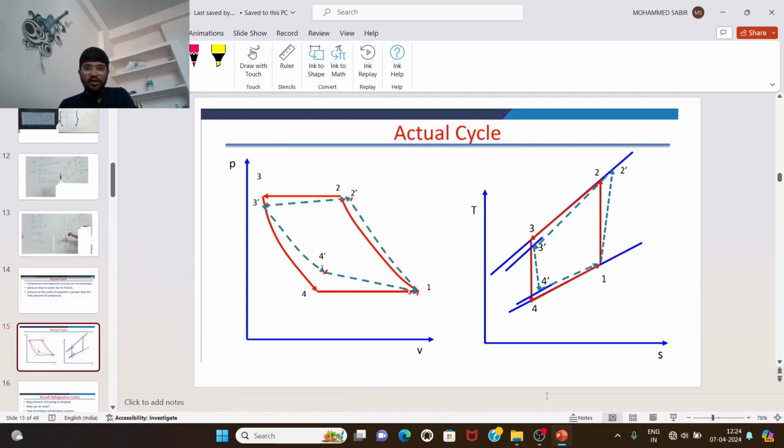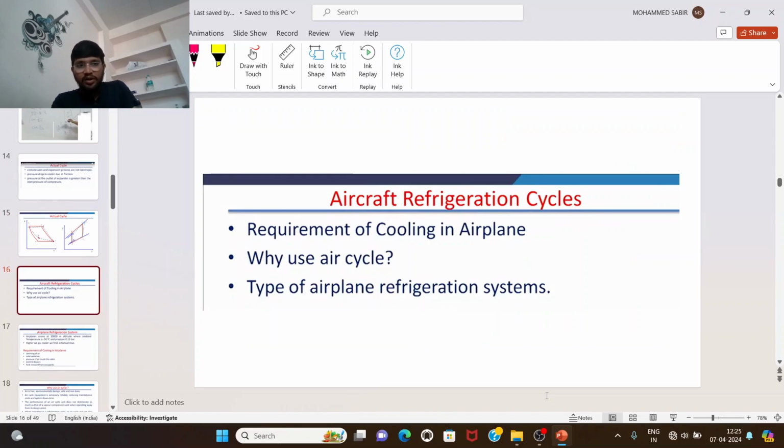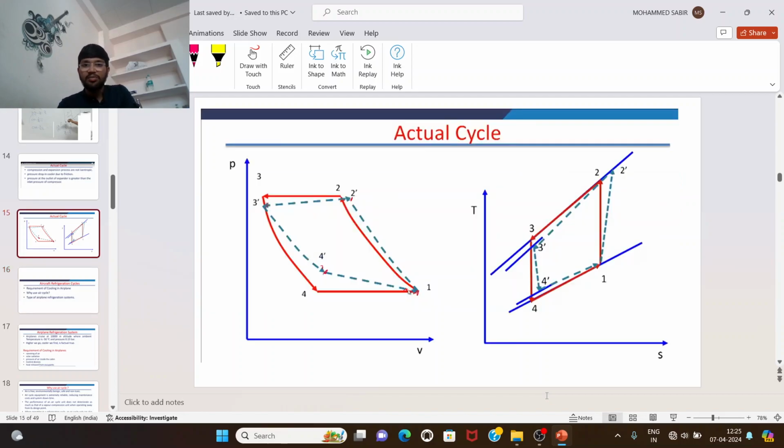For the 1 to 2 process, we use a polytropic process, defined as P raised to power n is equal to C. This is the reversible process, P raised to n is equal to C. But here we are adding some irreversibility.